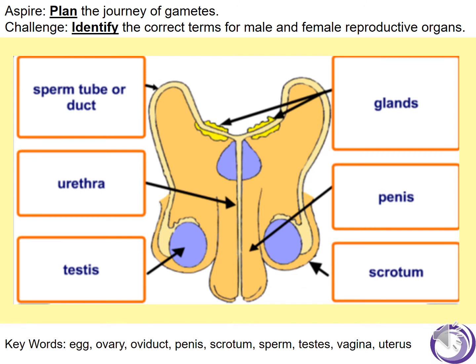Okay, now if you need to pause that image, just get the labels that are there. Please make sure they're small enough to allow you to put down some functions, because we're going to add that as part of today's lesson, because we're identifying correct terms in the challenge at the top of the page for male and female reproductive organs, but we also need to know about the journey of the sex cells, which in this case would be the sperm from the testes round the sperm tube, down the urethra, which runs through the center of the penis. Just make sure that diagram's completed properly before you move on.